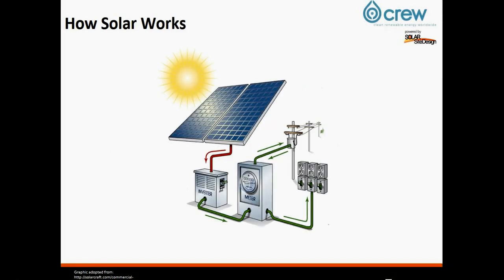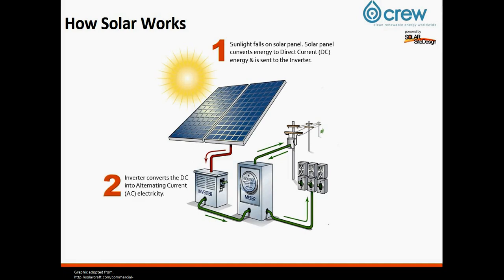So before we dig in too deep into commercial solar, I want to give you a quick review of how solar works. We think it's good practice to just start with this basic knowledge before jumping into big sales talks. So first, obviously, the sunlight falls on the solar panel, which then converts that energy from the sun to direct current or DC energy. It is then sent to the inverter. At that point, the inverter converts the DC energy into alternating current or AC energy.